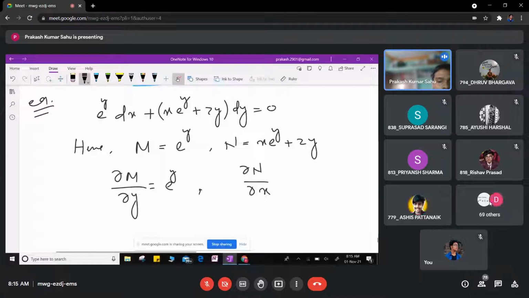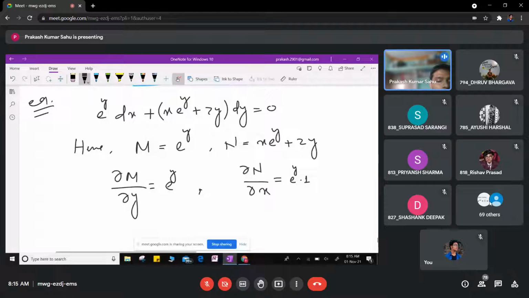Similarly, when you find the derivative of N with respect to x, then y is a constant. So if y is constant, then taking e to the power y outside, e to the power y is a constant. So what will be the derivative of x? That is 1.